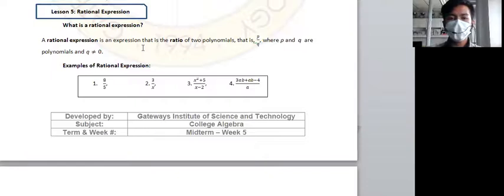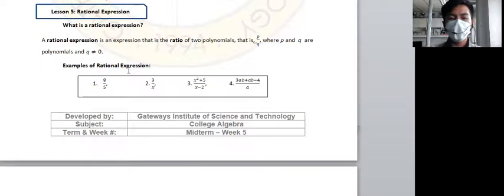So when we say a rational expression, it is an expression that is the ratio of two polynomials, that is P over Q, where P and Q are polynomials, and Q is not equal to zero. So these are examples of rational expressions.